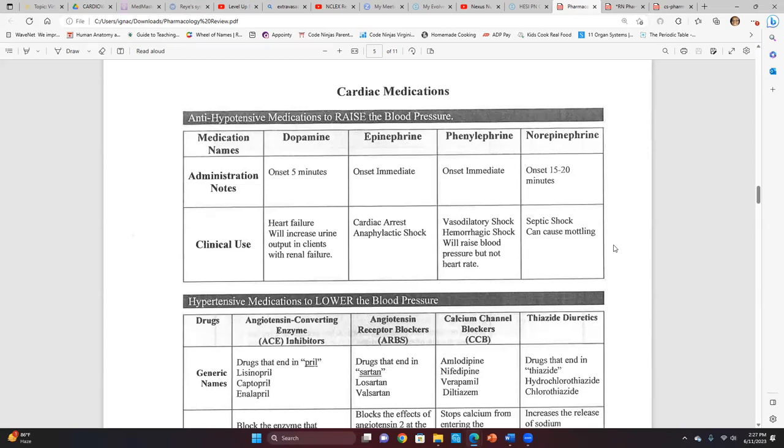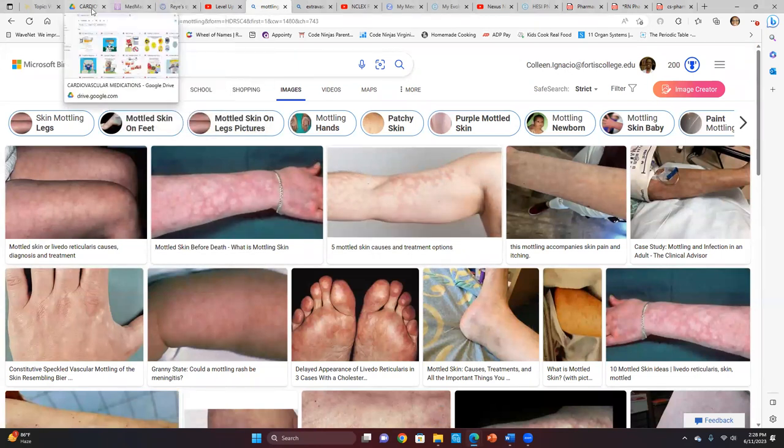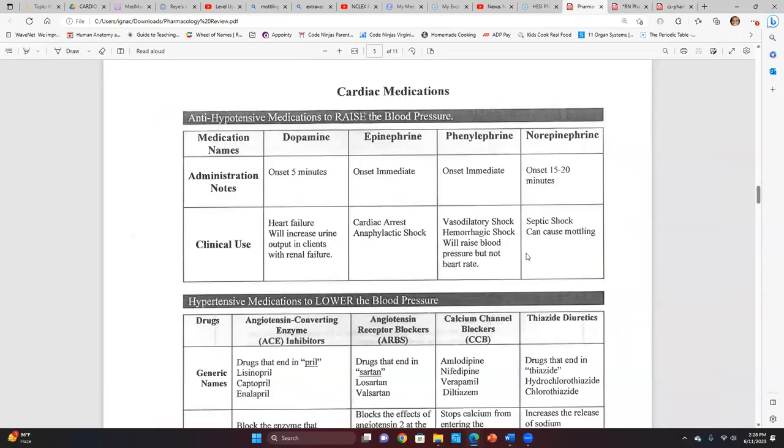Norepinephrine can be given for patients that are in septic shock, and we talked about septicemia before, that is bacteria in the bloodstream, and it can cause mottling. Let me just pause for a second to show you mottling. Mottling tells us that the patient has a circulatory compromise. So these are pictures of what mottling looks like. That's not a reassuring sign in your patient in case you see mottling.